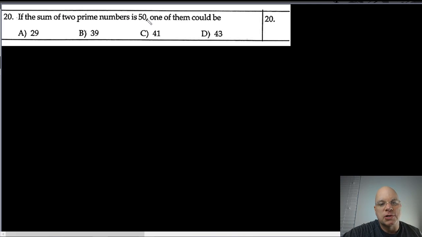The sum of two prime numbers is 50. One of them could be, well, if it's two prime numbers that I'm adding, what would I add to 29 to give me 50? 29 plus 21, that's not prime. That's 3 multiplied by 7. 39 plus 11. Well, 11's prime, is 39 prime? Don't assume the number they're giving you is a prime number. 39 is not prime, it's composite because it's divisible by 3. 41 plus 9 is not going to work because 9 is composite. It must be 43. 43 plus 7 is 50. 7 is prime. 43 is prime. Answer choice D for 20.